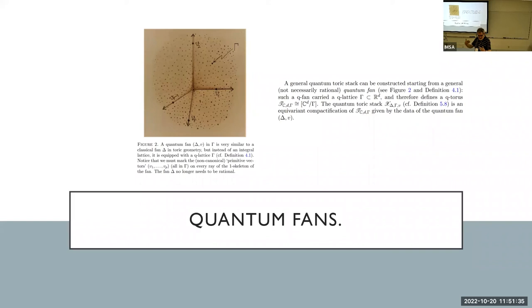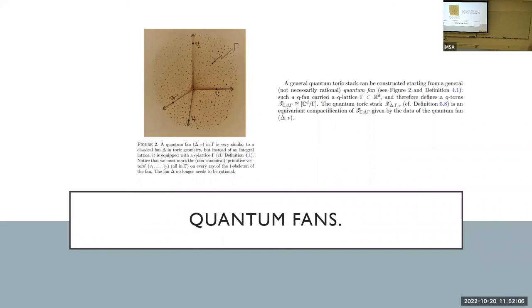It's really a quantum integrable system. There is a machine to produce from there an operator algebra on Hilbert space that is a quantum integrable system. So a general quantum toric stack can be constructed starting from a general quantum fan, but not necessarily rational. So now you have a fan, but it's not necessarily rational. What is important is that it lands on gamma.